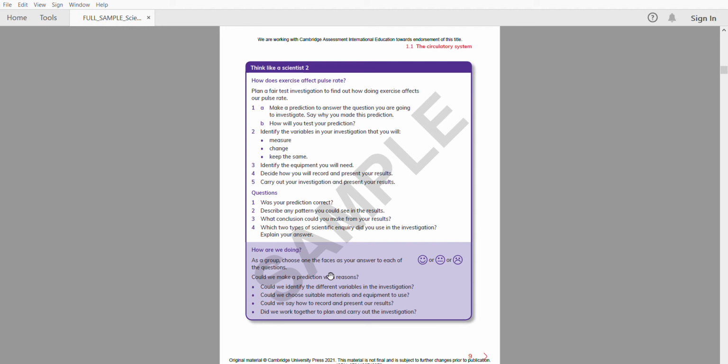Which two types of scientific inquiry did you use in the investigation? Here we actually used fair testing, that is one, and also observation skills when we took our pulse rate, and at the same time we observed the pattern seeking. So we observed the pattern in our results.